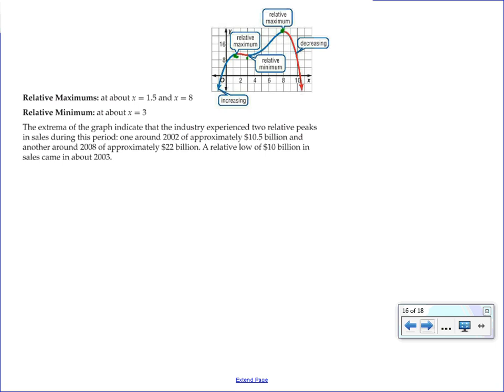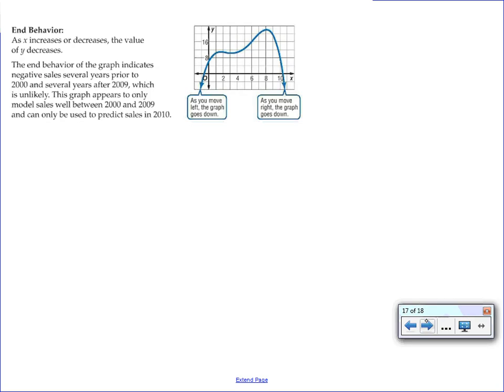Yeah, so the extreme of the graph indicates that the industry experienced two relative peaks in sales during this period, one around 2002, like we said, and another around 2008. And how much was it? It was approximately $10.5 billion, and in 2008, it was almost $22 billion. Okay, thank you.